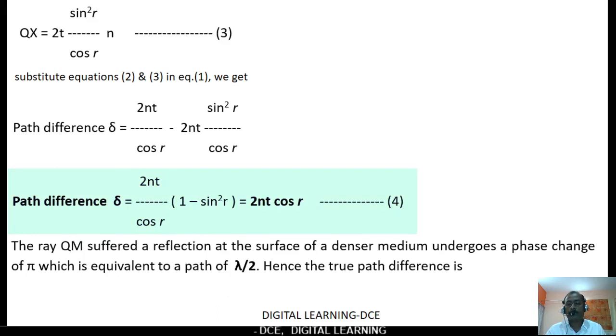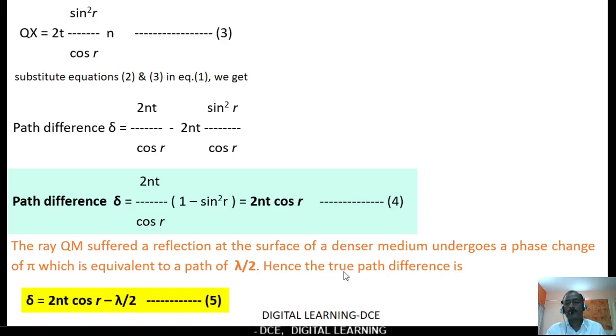The ray QM suffers a reflection at the surface of a denser medium and undergoes a phase change of 180 degrees, which is equivalent to a path of lambda by 2, that means half of the wavelength. Hence, the true path difference is given by delta equals 2nt cos R minus lambda by 2. We add minus lambda by 2 in equation 4 to get the true path difference. Let it be equation 5.